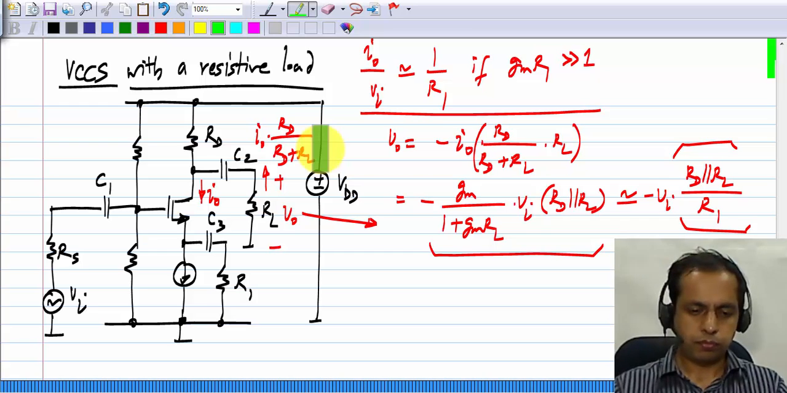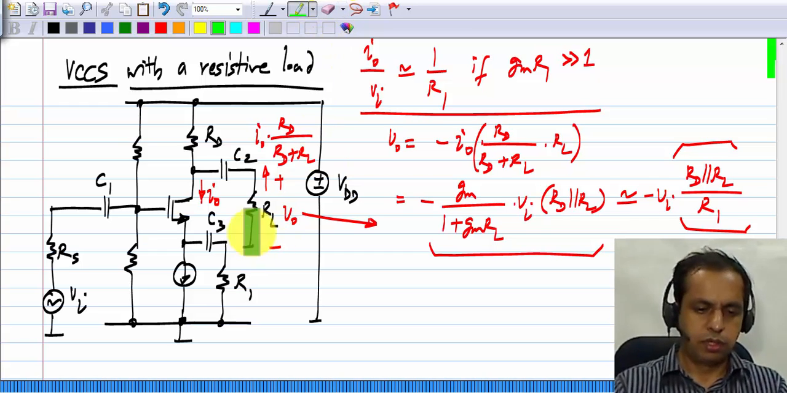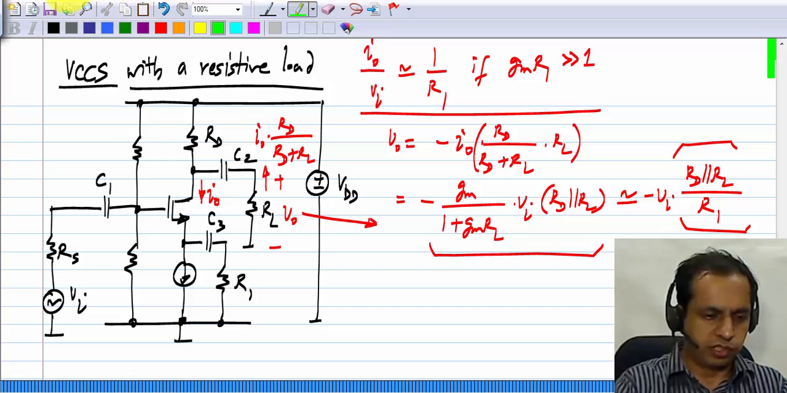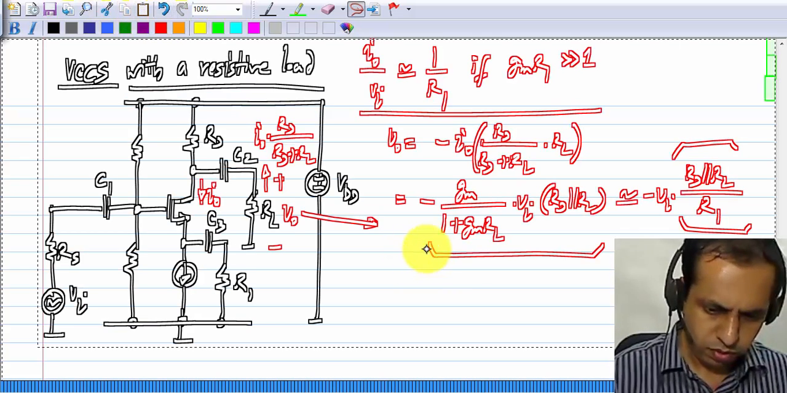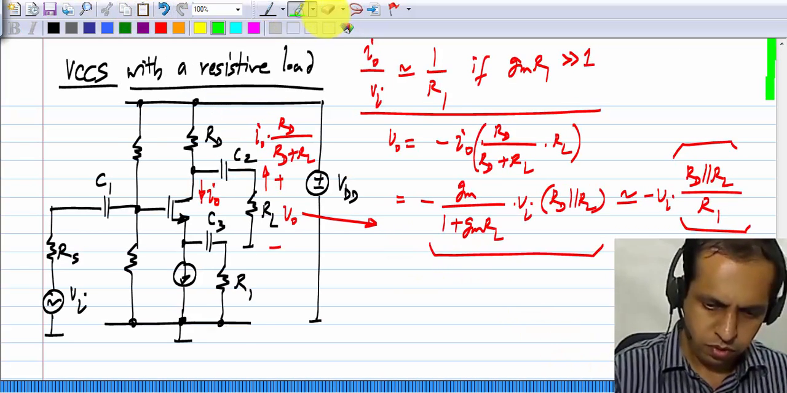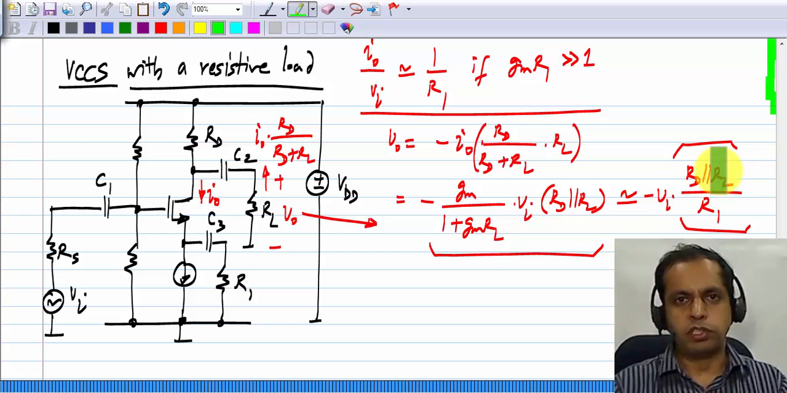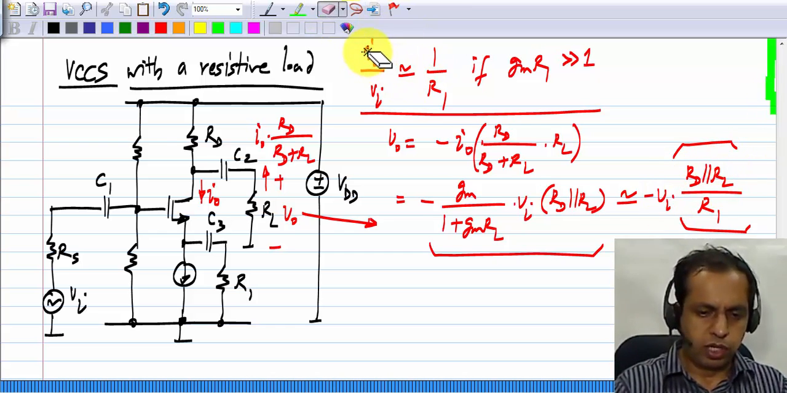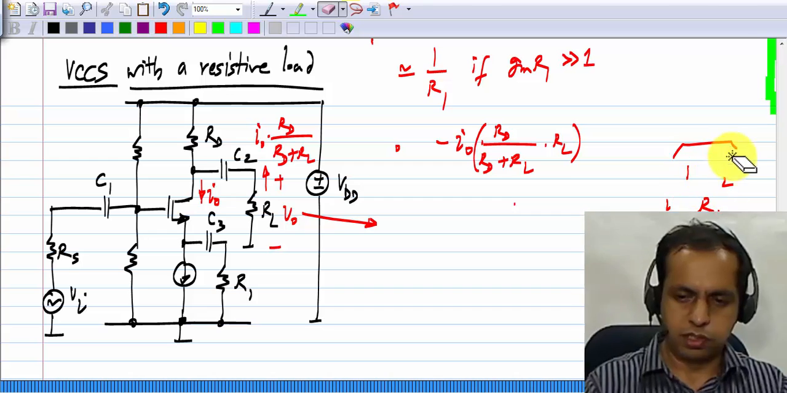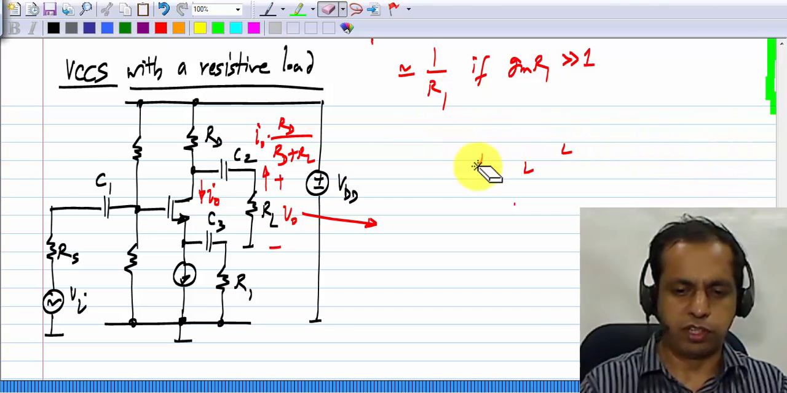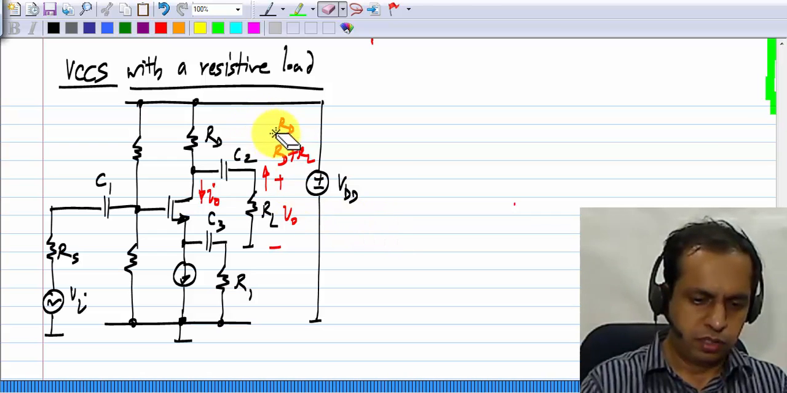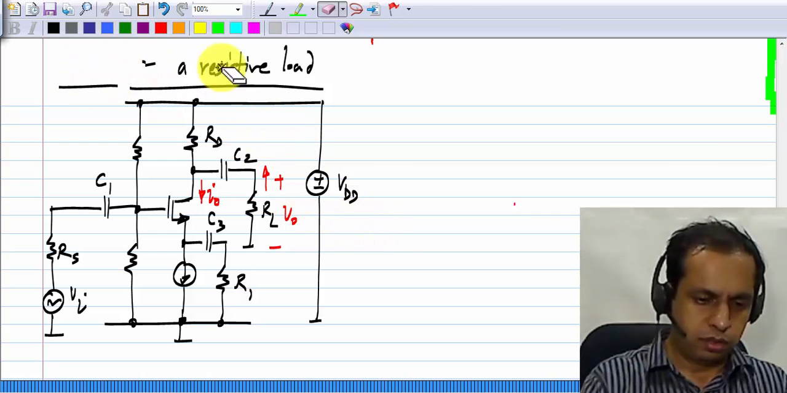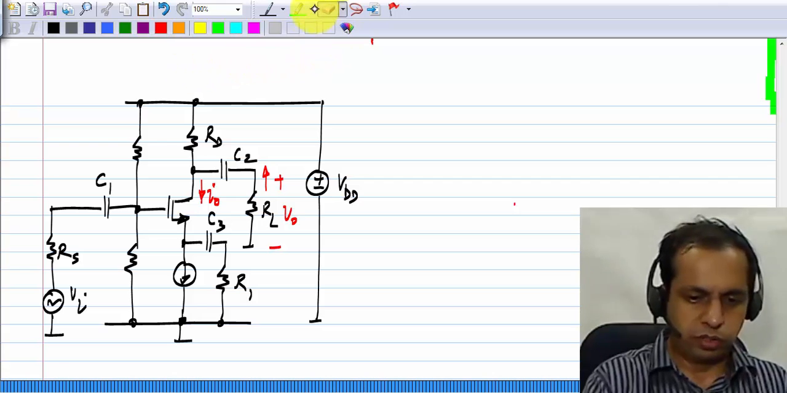Now this circuit you see is very similar to, let me copy this over. I have copied over the same circuit, and what I want to highlight here is the similarity to a common source amplifier with source feedback biasing. Now let me go back to that circuit.